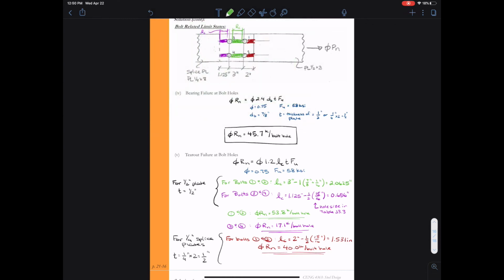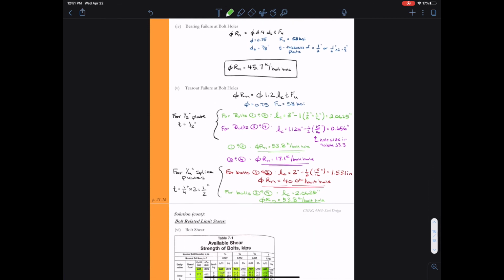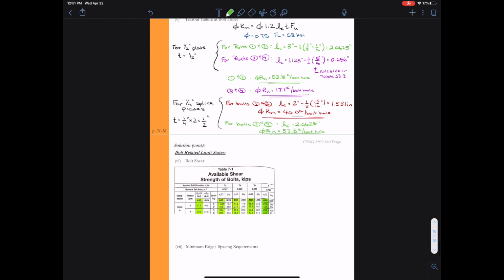I have to repeat this for bolts 3 and 4, but for the splice plates, I see that bolts 3 and 4 would rip into bolts 1 and 2. So bolts 3 and 4 will rip along that green path that we already calculated. So L sub C will once again be 2.0625 inches for that green path, leading to phi Rn of 53.8 kips per bolt hole. So hopefully you followed where we got all the numbers for these calculations. This gives our calculations for the tear-out strength. So we got the bearing strength, we got the tear-out strength.